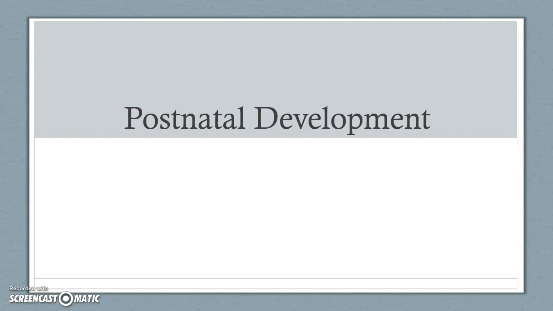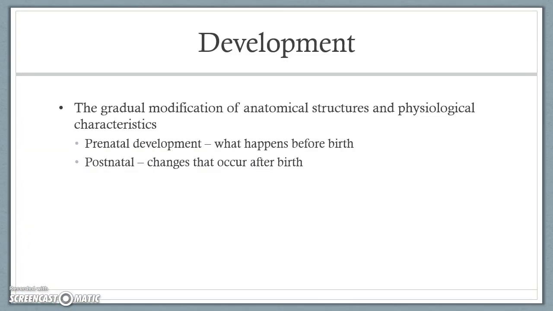This presentation will present the stages of postnatal development. Development is, by definition, the gradual modification of anatomical structures and physiological characteristics. This can be divided into two primary categories, prenatal and postnatal. Natal means birth, so prenatal development takes place before birth, and postnatal development takes place after birth. Prenatal development was discussed in a different presentation, so here we will only be discussing postnatal development.